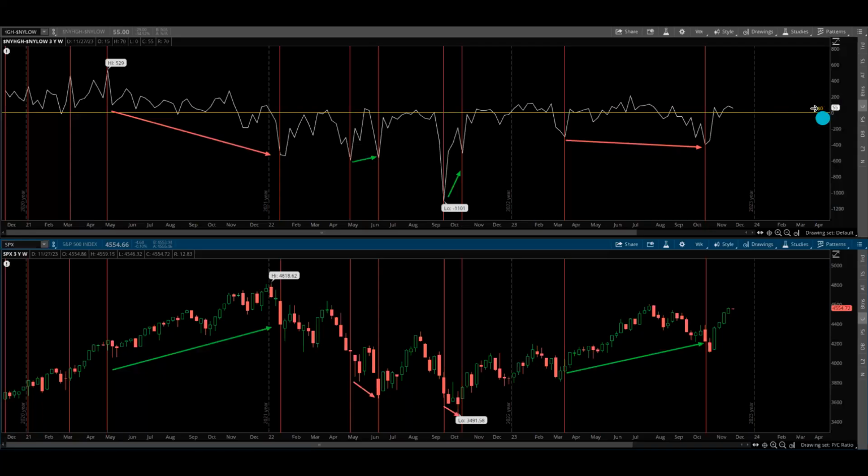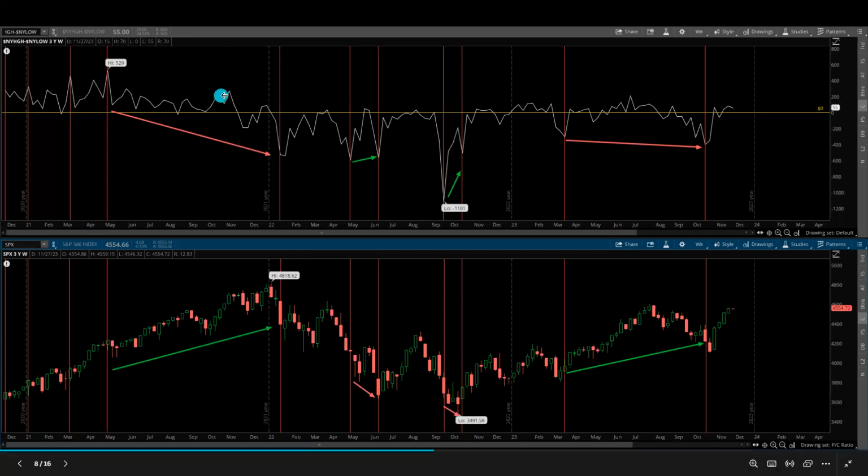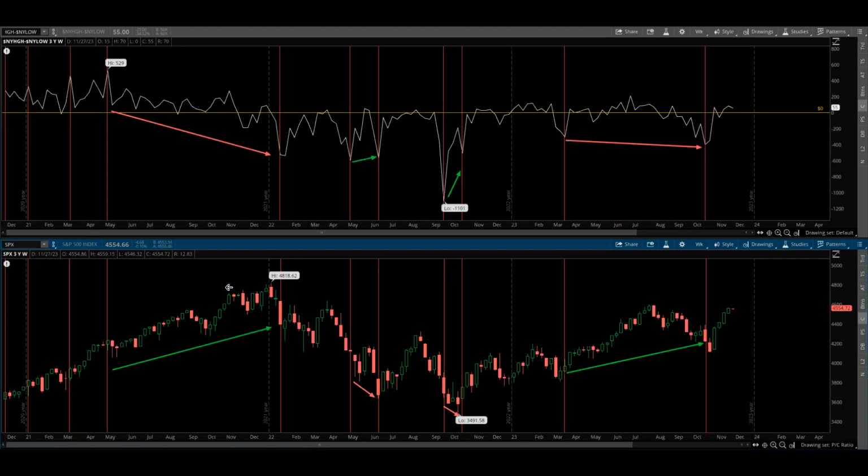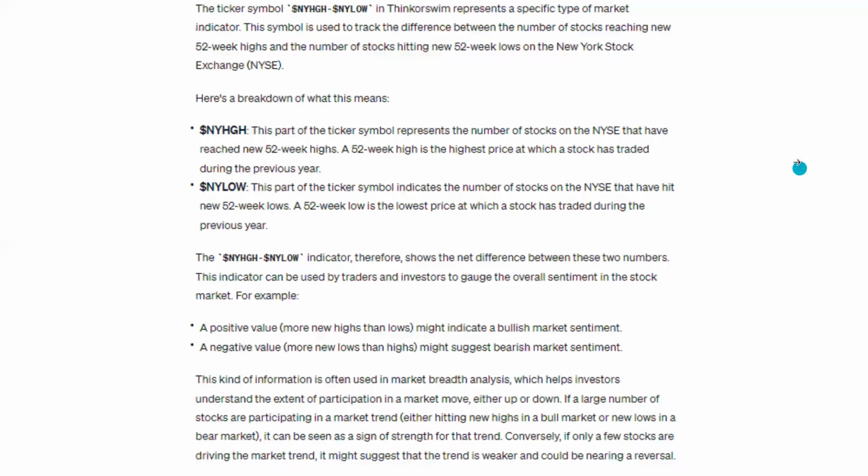So you can see we are above zero here, and we're in that positive market sentiment territory right here, right? And when we're below, you see that the stock market is dropping. We're below here and the stock market is dropping. We're above over here and the stock market is rising. So it is a very simple instrument to use.